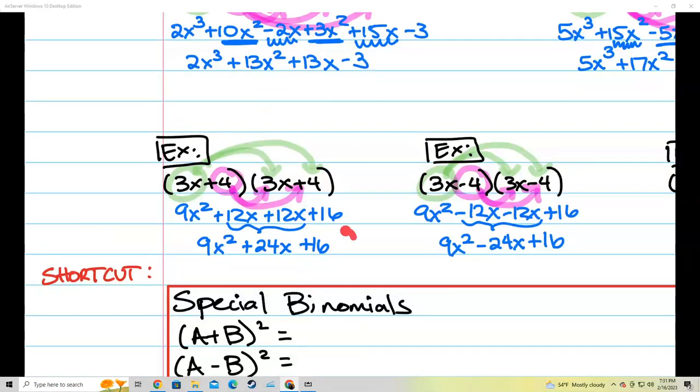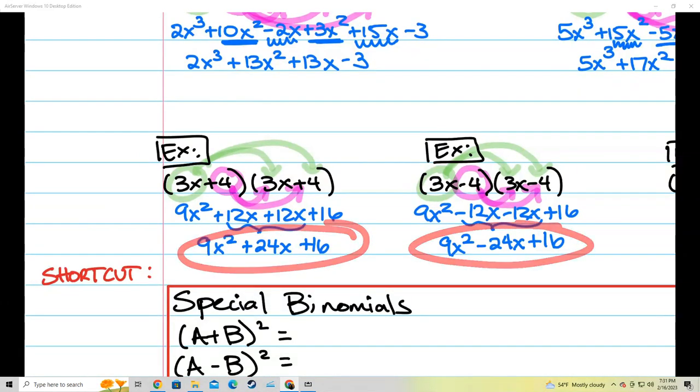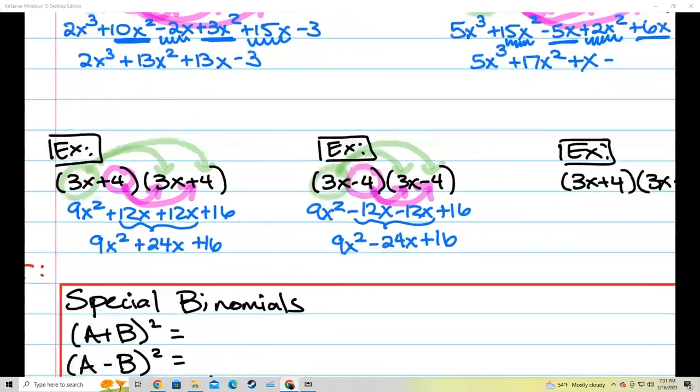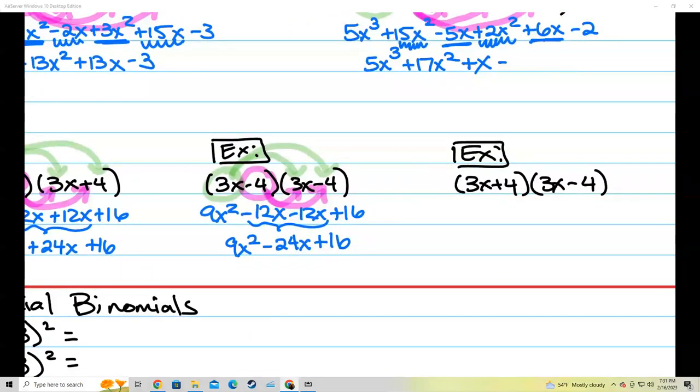Take a look at this. These answers are very similar. The only difference is this one has a positive 24x, and this one has a negative 24x, and that makes sense as these symbols were positive and these symbols were negative. So when I move over to the next one, and I see that one is positive and one is negative, try to figure out to yourself, like, what do you think is going to happen to those terms in the middle? Okay, and let's just try to find out right now to see if your guess is correct. I'm going to go ahead and distribute. 3x times 3x is still 9x squared.